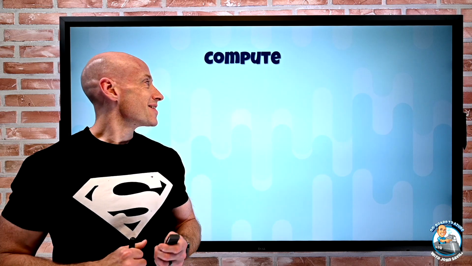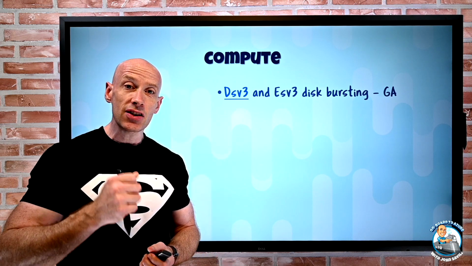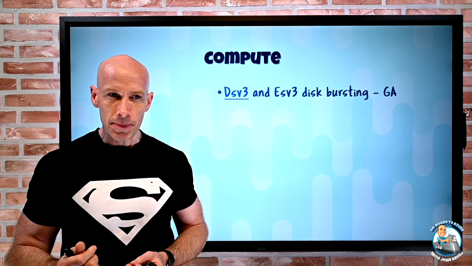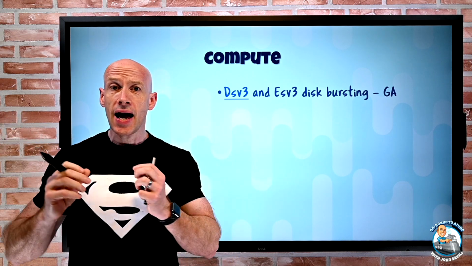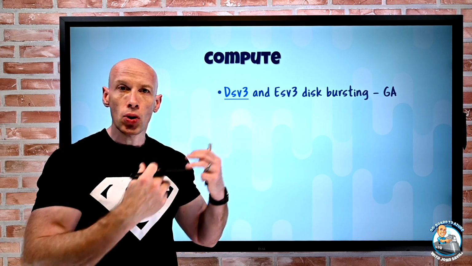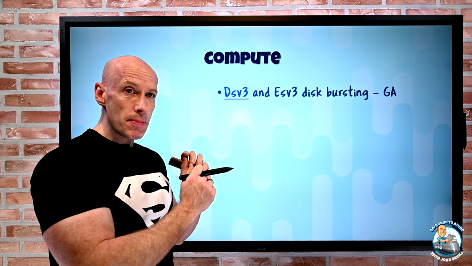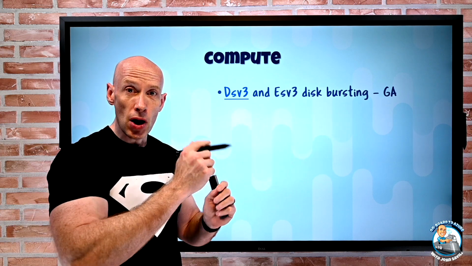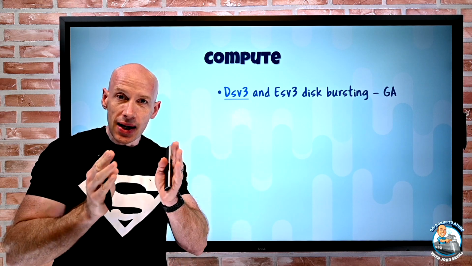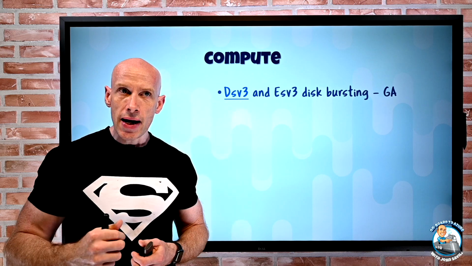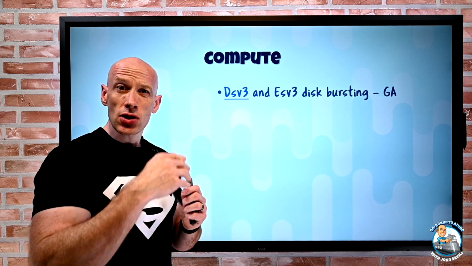Onto the new features. So compute, now the DSv3 and the ESv3 support disk bursting. Remember, both virtual machines and disks have limits around throughput and IOPS. What we can now have is, on the VM side, because the disk side already has bursting for certain size disks, a bucket that lets the VM exceed its regular IOPS and throughput for up to 30 minutes in those peak times.